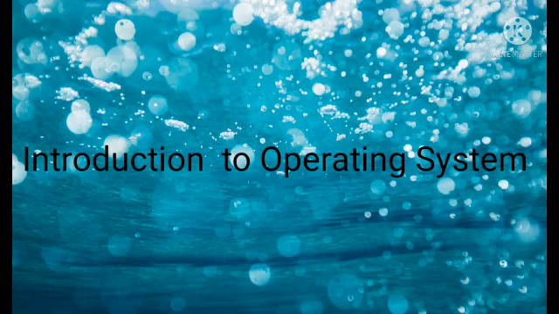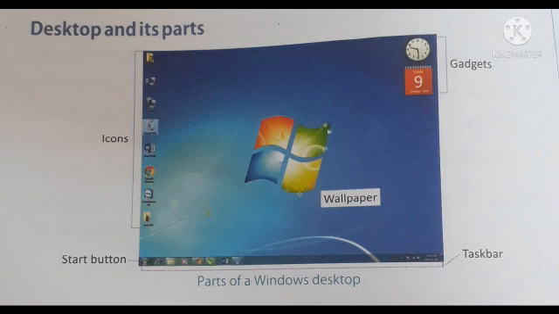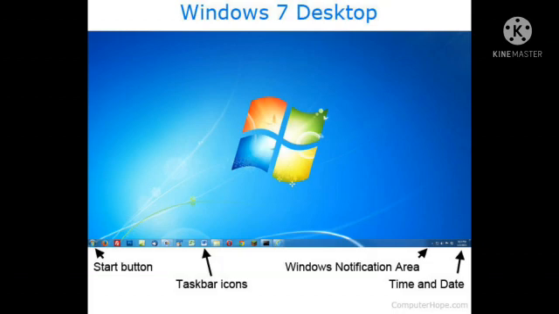Some common operating systems are Mac operating system, Linux, Unix, Microsoft Windows, Android and iOS. Let's study about desktop and its components. As you can see in the picture also, parts of a Windows desktop: icons, start button, wallpaper, taskbar, quick launch bar and the system tray. So let's study about them in detail.